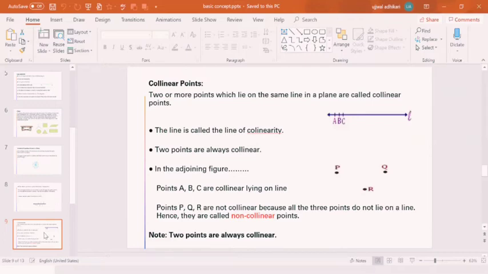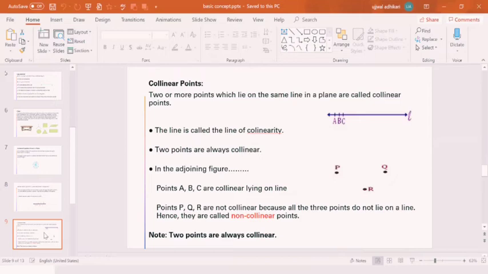Next one, collinear points. This concept is a very useful concept in geometry, in optional mathematics, etc. Two or more points which lie on the same line in a plane are called collinear points. If two or more than two points lie on the same line, these points are called collinear points. In this given figure, A, B, and C lie on the same line. That's why A, B, and C are collinear points.